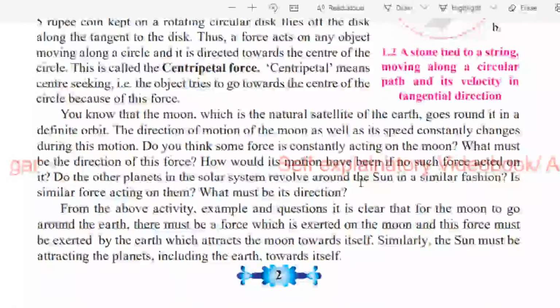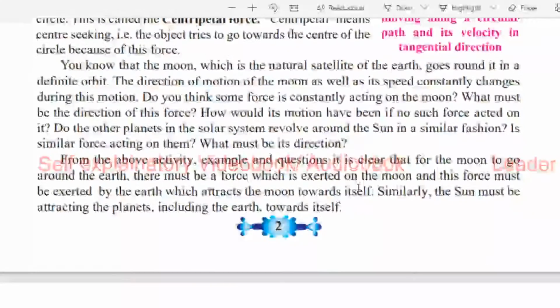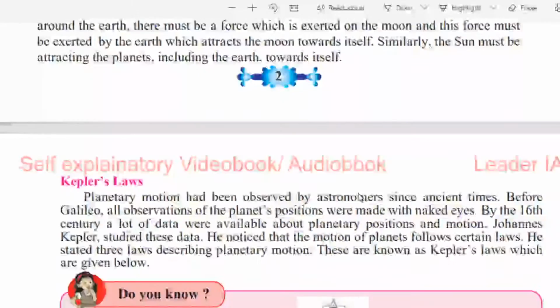From the above activity, example and questions, it is clear that for the moon to go around the earth, there must be a force exerted on the moon, and this force must be exerted by the earth, which attracts the moon towards itself. Similarly, the sun must be attracting the planets, including the earth, towards itself.